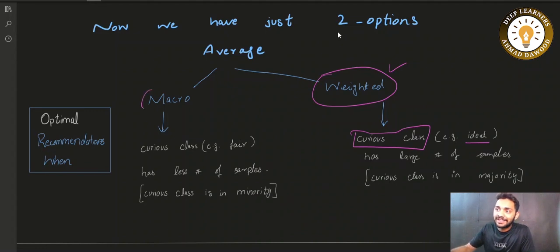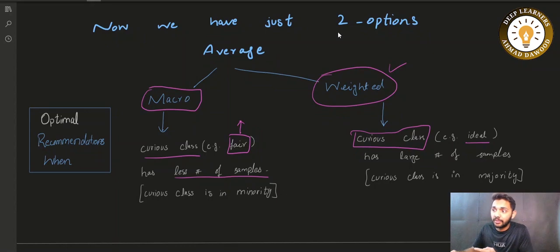And let's say your curious class is fair, and fair has very few samples. Now, if you use weighted average, due to the low frequency of the fair class, it is pretty sure that weighted average will give less weight to the score of the fair class. If your model is bad on that class, weighted average cannot catch that.